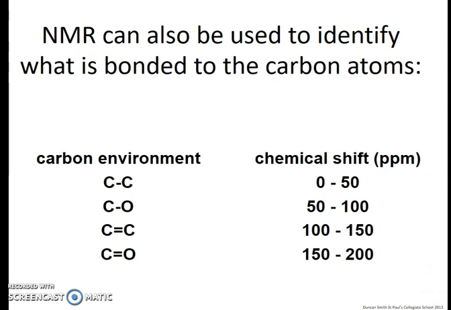Finally, if you've got a carbon double bonded to an oxygen or potentially double bonded to a nitrogen, but you're not likely to see those, then you typically find those peaks in the 150 to 200 parts per million range. Sometimes they can go a little higher, particularly in ketones, and aldehydes they can be over 200.